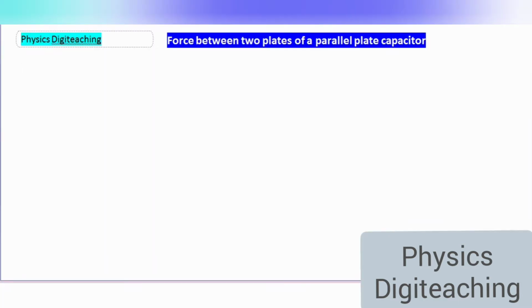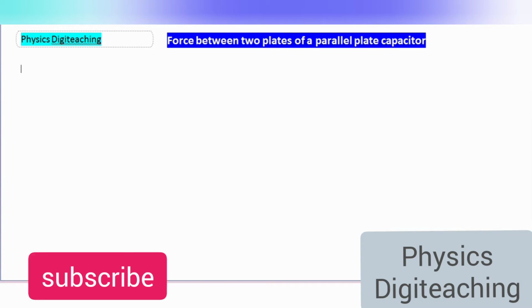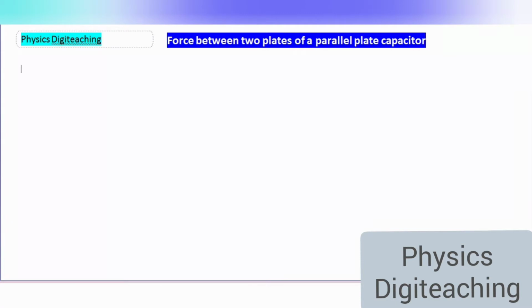Hello friends, we are going to calculate the force between two plates of a parallel plate capacitor. Here we will draw a parallel plate capacitor. You can see a parallel plate capacitor consists of two parallel plates. Say this is plate A and this is plate B. The two plates are separated by a distance d.